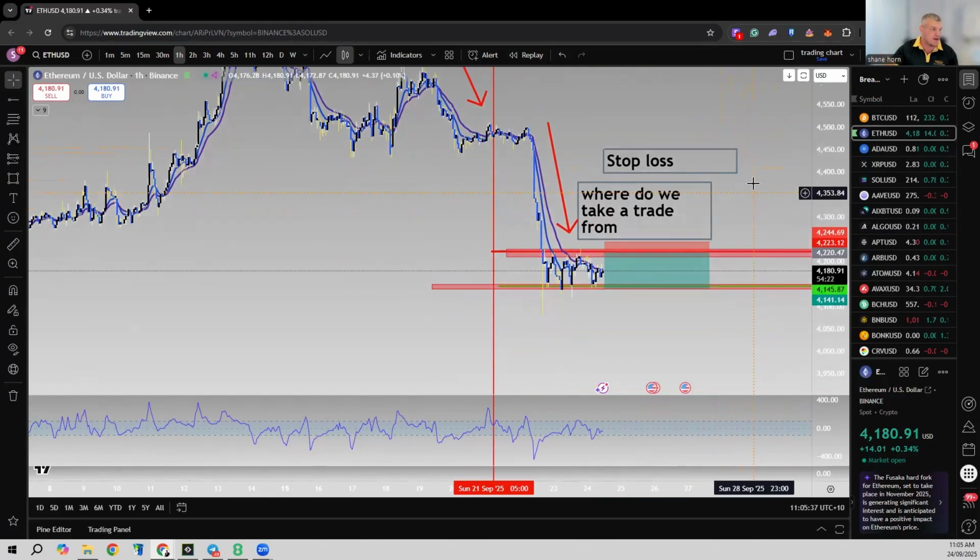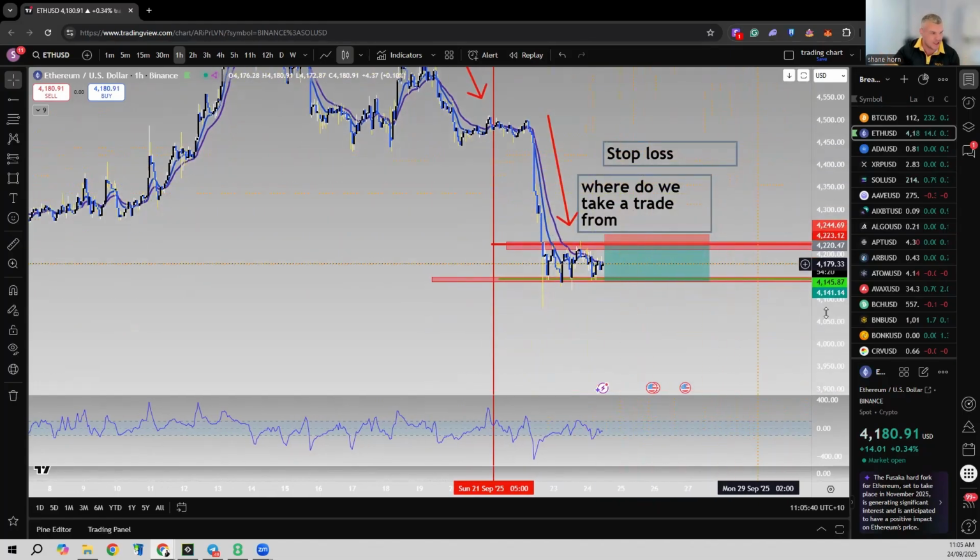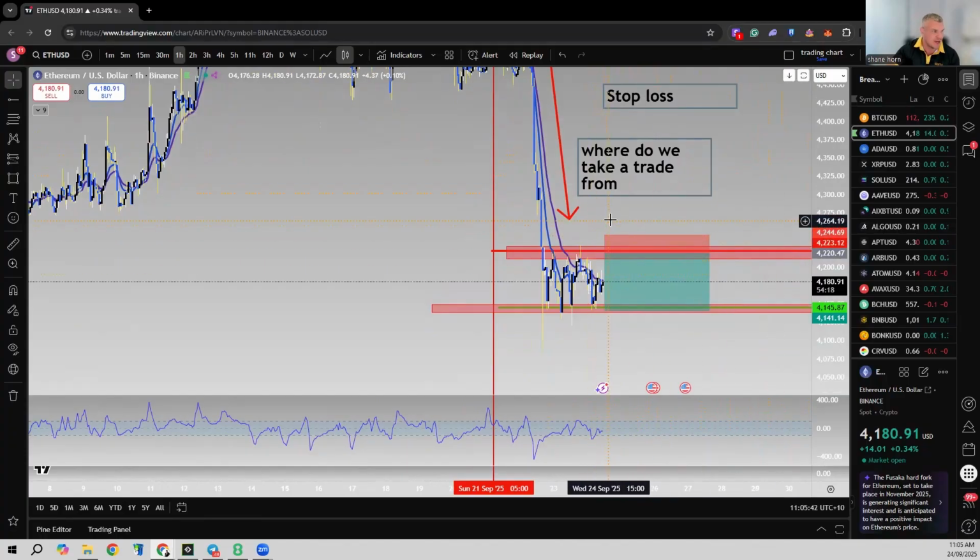Okay. And then where do we trade from? And our stop losses. Now, sometimes the markets do wick up and take us out. That's okay. This is why we have our risk to reward and risk management for our losses. So, this is how I look for trades. I try and break it down super simple.